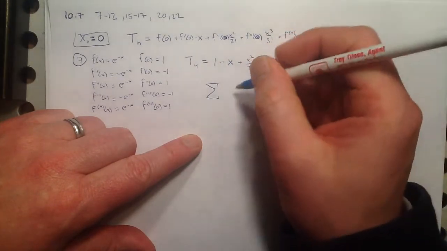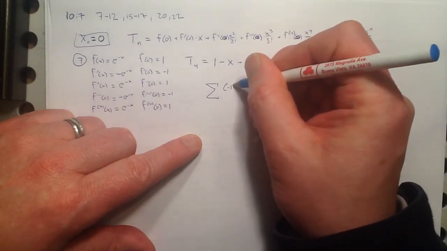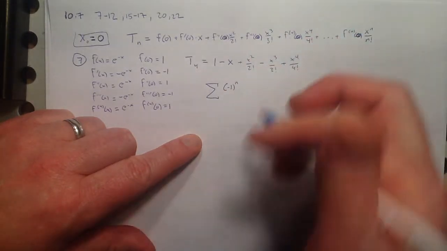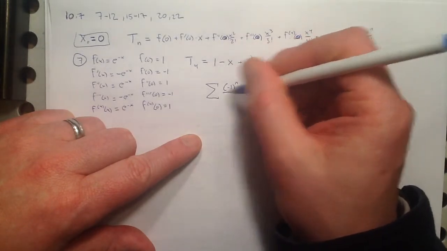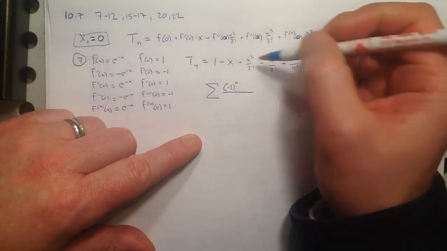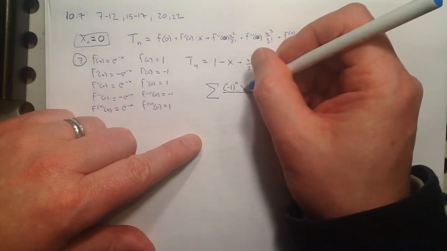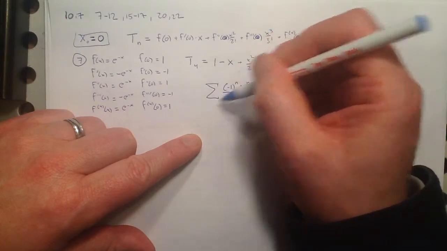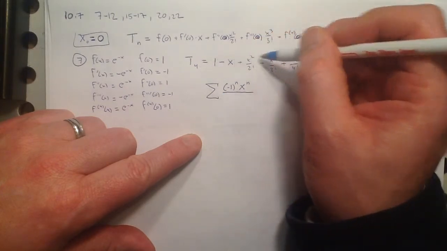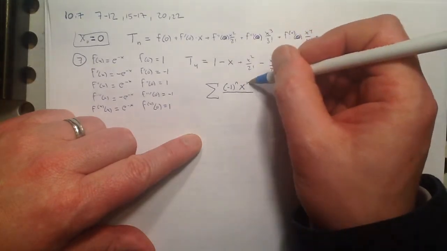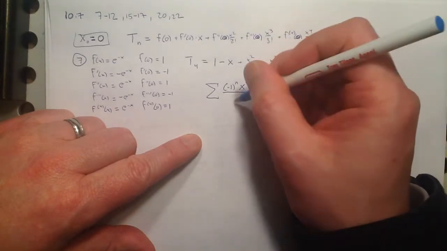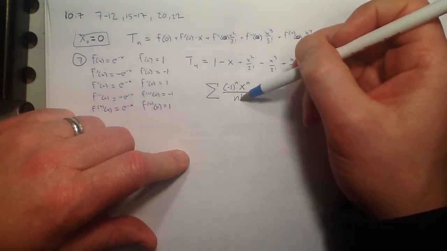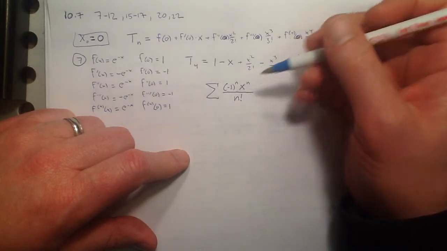Well, the signs are flipping, so I know I have a sign flipper. But negative 1 to the n. I might have to put a plus 1 here if the signs aren't right. I'll figure that out once I decide where I'm going to start. And then it looks like I have x to the n power. It goes 0, 1, 2, so maybe I'll start at 0. X to the 0, x to the 1, x squared, and so on. And then over the same factorial as what we have here, so n factorial.